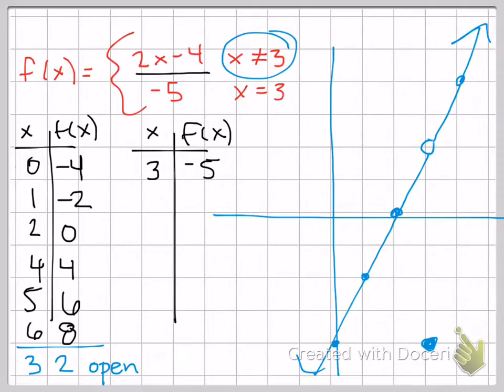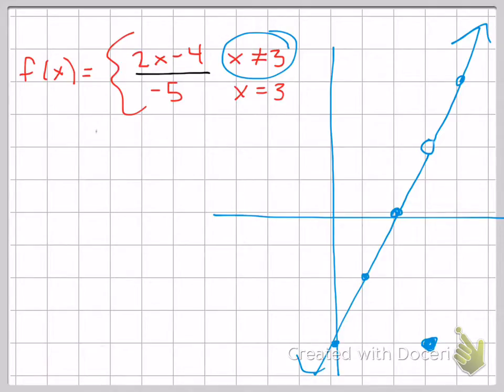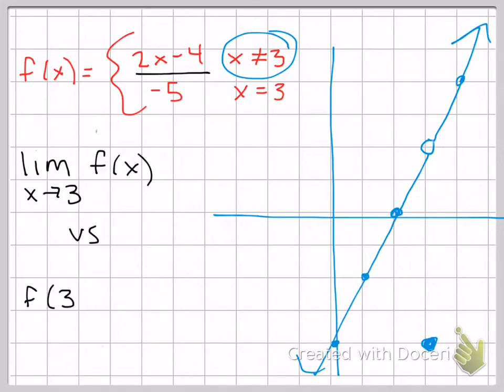So I'm going to erase these t-charts so I have room to write the question. So the question is, what is the limit as x approaches 3 for my function versus f of 3? So let's do f of 3. F of 3 is pretty easy, so when I go over to 3, the y value is that 2, 3, 4, negative 5. And again, I had issues counting. This should have been down here at a negative 5.